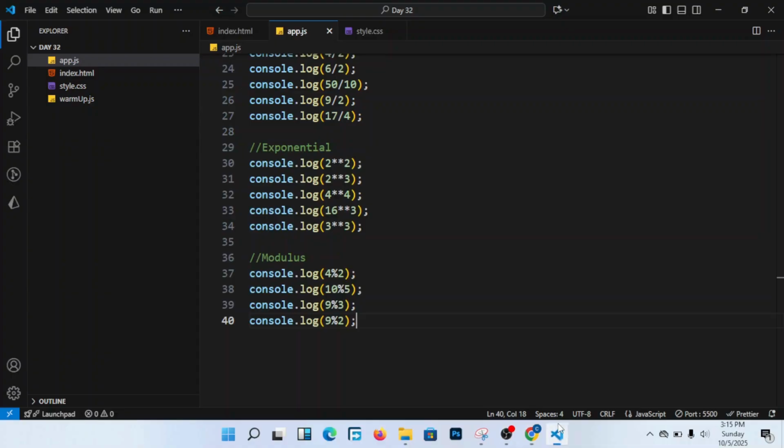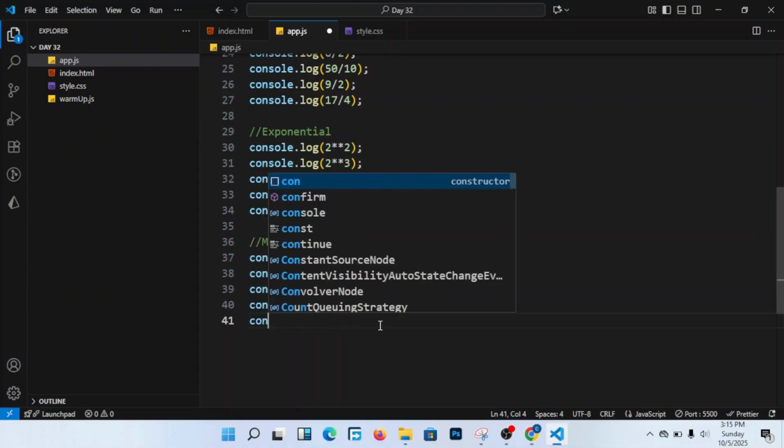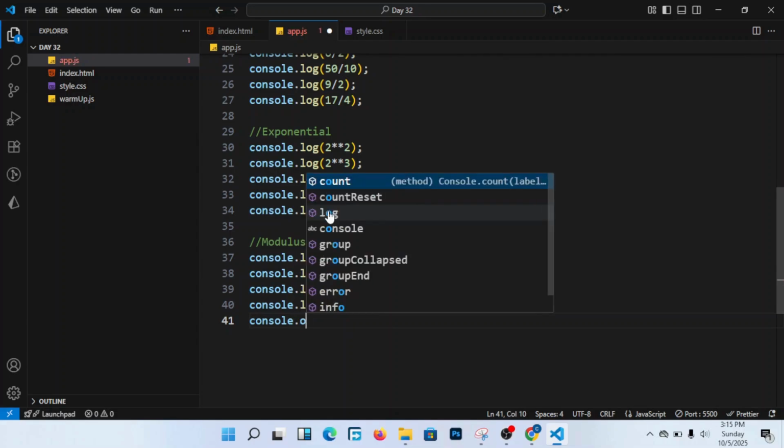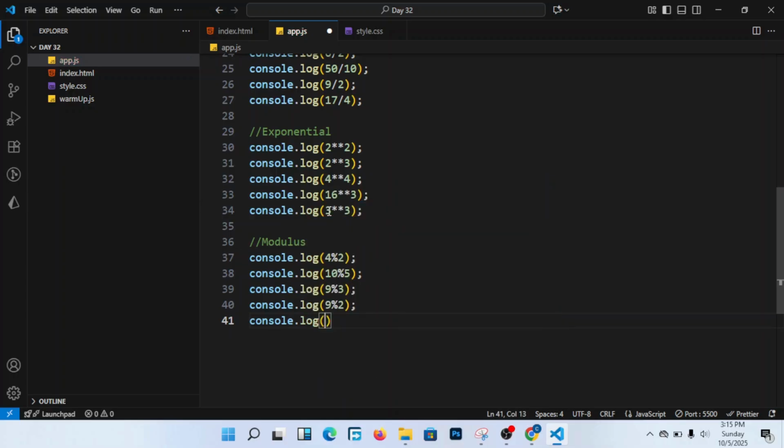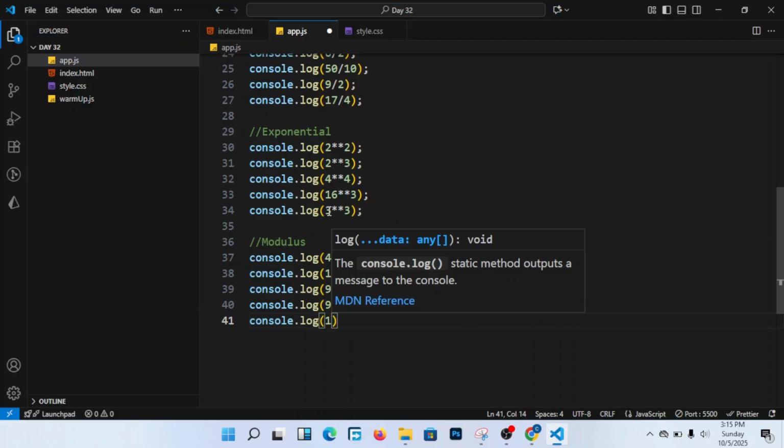So members, if I put here, for example, console.log 10 modulus 3, and I see. Okay, let me say 10 modulus 4, I see. Can you work it out for me? Okay, let me just give you 100 modulus 25.